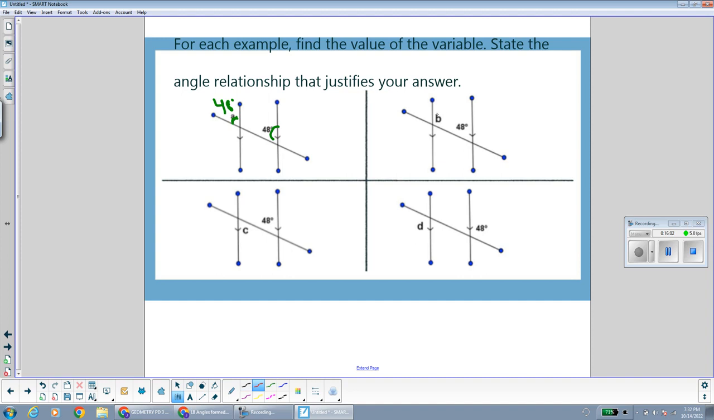Here, B and the 48-degree angle are same side interior angles. They're both inside the lines, the parallel lines. Notice the arrows, and they're both to the right of the transversal. So they should make 180 degrees. So 180 minus 48 will give us the value of B. And 180 minus 48 is 132.